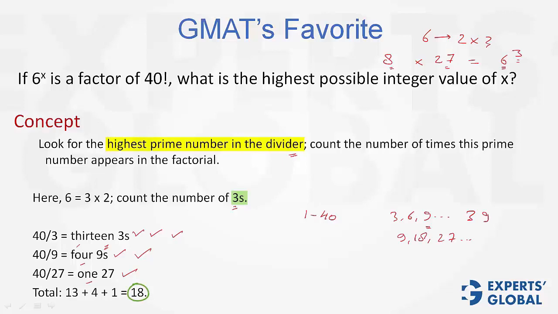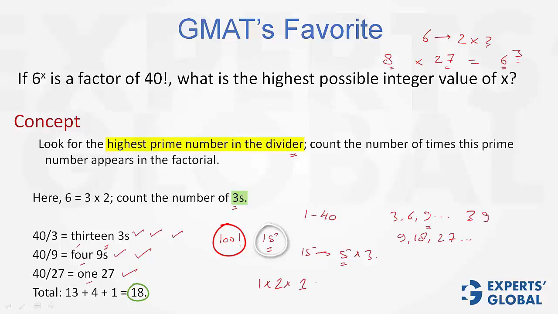If you think this was lengthy, don't worry. A lot of it was just to explain the logic. Practically, the question can be solved very quickly. For example, if we have to find the highest power of, let us say, 15 in 100 factorial, how do we do it? First of all, we know 15 is 5 times 3. The higher prime number is 5, and therefore 5 will occur less often.